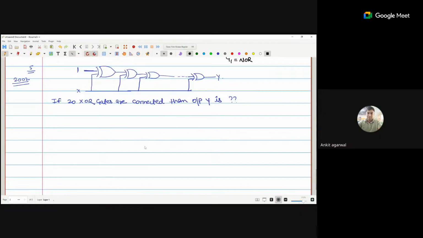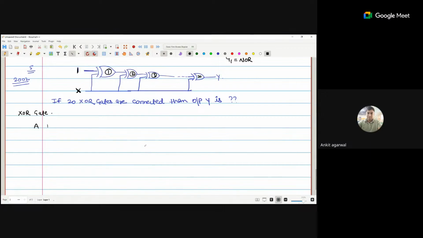Now, this is 1, 2, 3, and that is 20. If we are using 20 gates, then what is the output? Okay, so if this is the 1 and this one is X, I think you know the property of the XOR gate.